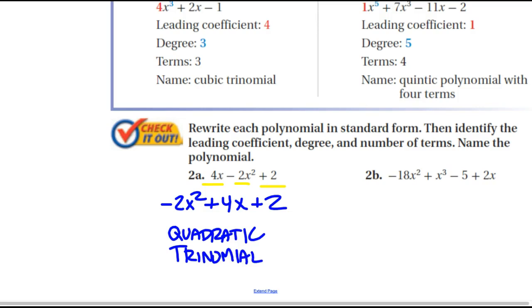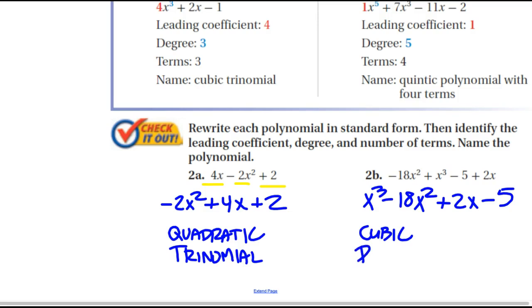The other one has 4 terms, so highest degree term first is a cube, so that's x cubed minus 18x squared plus 2x minus 5. This is in standard form now because it is highest degree to lowest degree. Because it is to the 3rd power, we call that a cubic, and then it has 4 terms, so anything more than 3, we'll just say it's a polynomial. So that is a cubic polynomial. So you need to be able to write in standard form and then label it by degree and by number of terms.